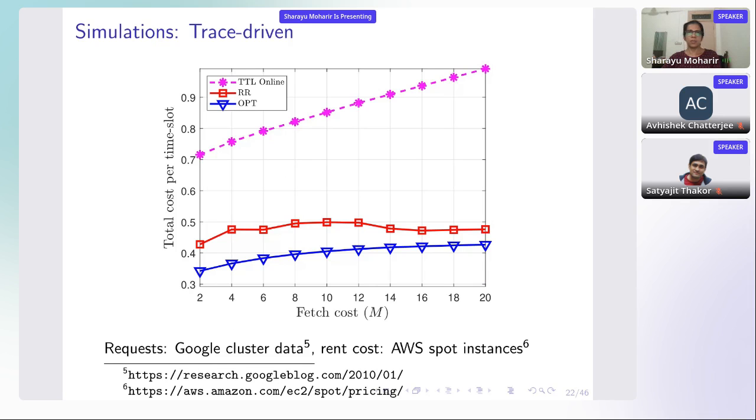The next set of simulations are trace driven. We took two data sets. The links to the data sets are given in the footnote. And we compared the performance of various policies as a function of the fetch cost M. Recall that we expect RR to do better as M increases and TTL to do worse as M increases. And consistent with our analytical results, the performance of RR actually improves and the performance of TTL deteriorates as M increases.